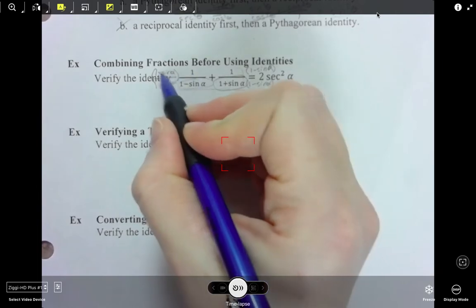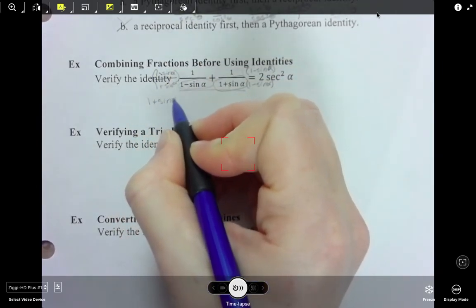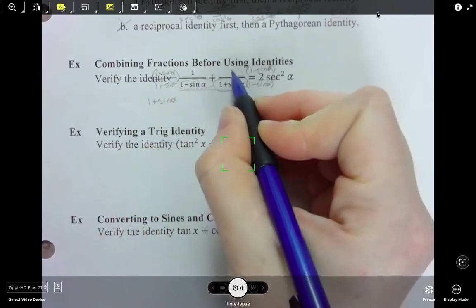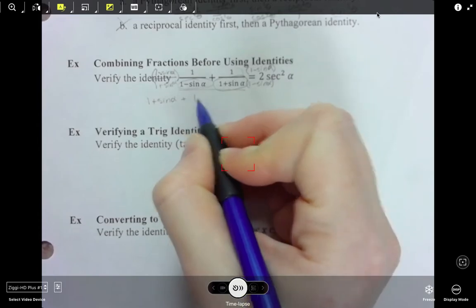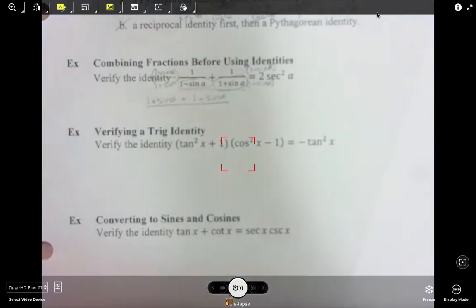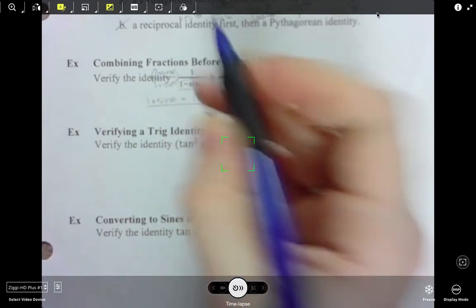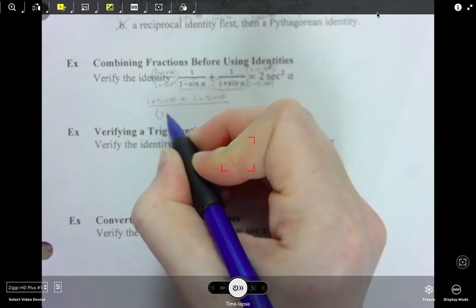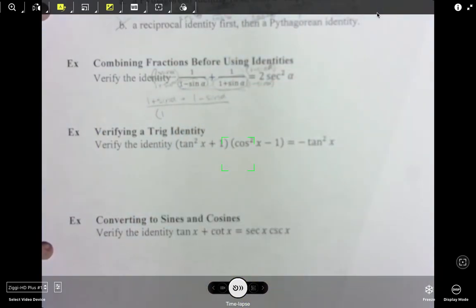So 1 times 1 plus sine of alpha is just going to give me that 1 plus sine of alpha. And then this 1 times 1 minus sine of alpha is just going to give us 1 minus sine of alpha. And I'm going to put it all under one roof. So 1 times this will give me this part. 1 times this will give me this part. And all of that on the bottom will give me, if I FOIL, do I want to FOIL?